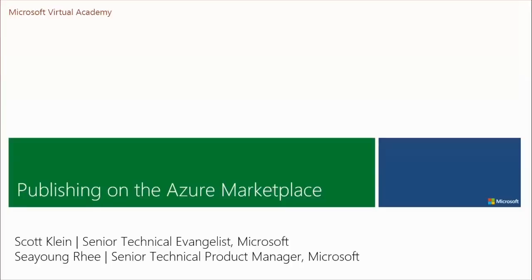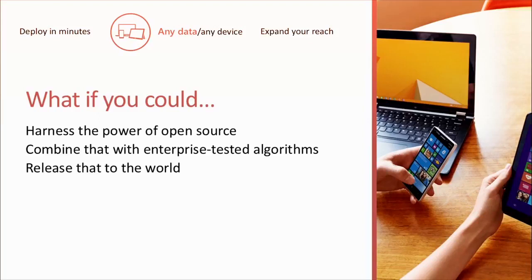Awesome. Okay. So we've got this data. Now the whole goal here is a two-step process: publish that experiment and that data out on the Azure Marketplace. So what if we could harness the power of open source, harness the power of Azure, and, as we saw, combine that with these enterprise-tested algorithms? You and Buck walked through hours of a whole slew of different algorithms and methodologies that you could plug into your experiment and then make available to everybody.